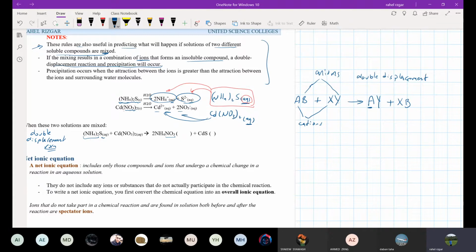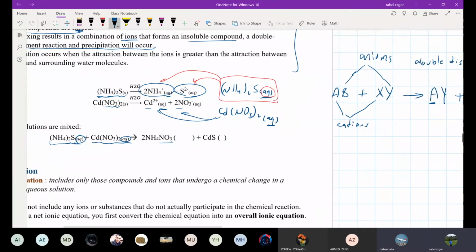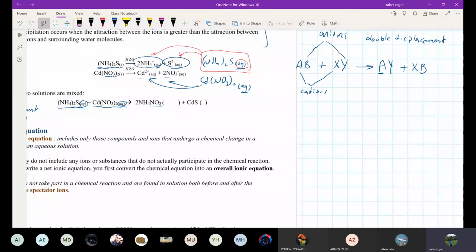For this reaction, let's look at here. What's written here? Aqueous. So if it's aqueous, it's already ions: NH4 and sulfide. Cadmium nitrate is also aqueous, so it has already become ions, but we don't write the ions so that we can work with them and write reactions more easily. When we mix these two, how does this look if we do it in real life?